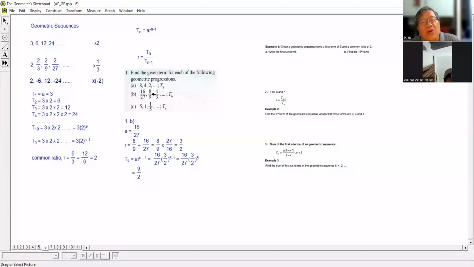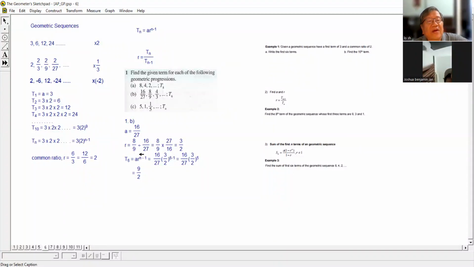Before you continue to find the sixth term, you have to find out two things. What are the two things? Number one is the A, number two is the R. So you have to find the A and R before you can find the term. So this number here, the A is 16 over 27.